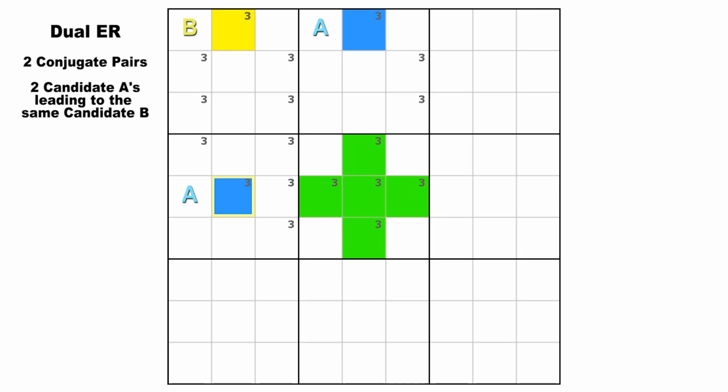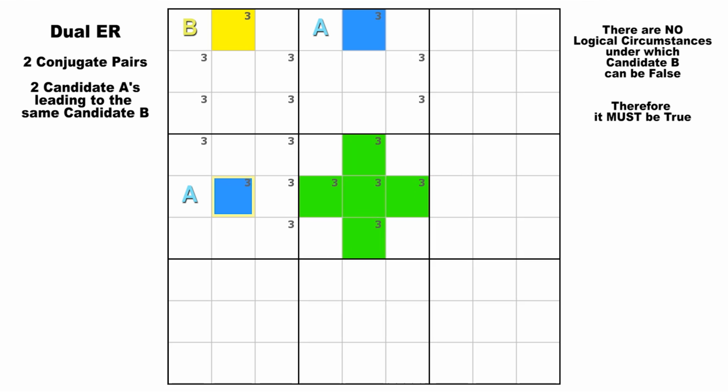And what this is telling us is that there are no logical circumstances under which candidate B can be false, because even if we suppose that it is false, it leads us to the conclusion that it is actually true. How about that? This wild concept will come into play in many of the solving techniques that we will cover a little later down the road.